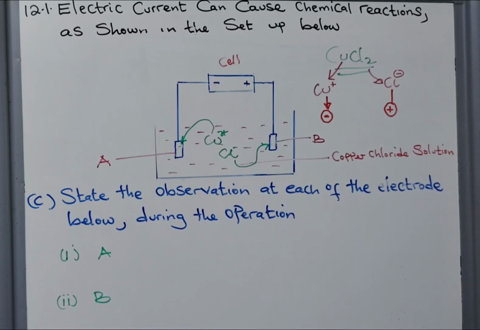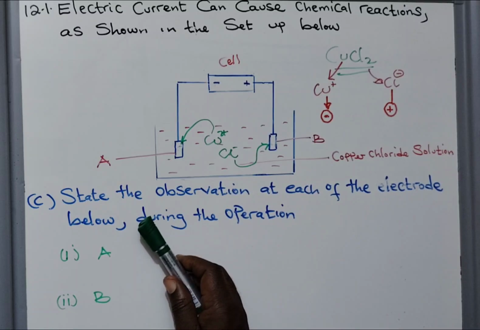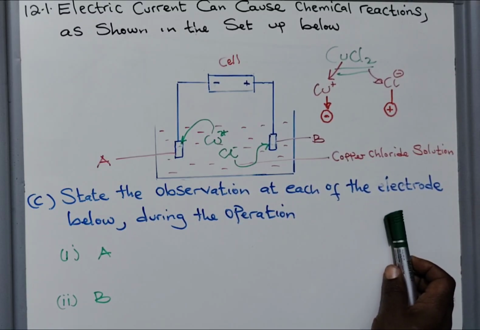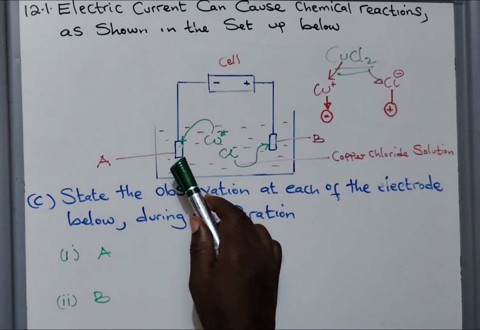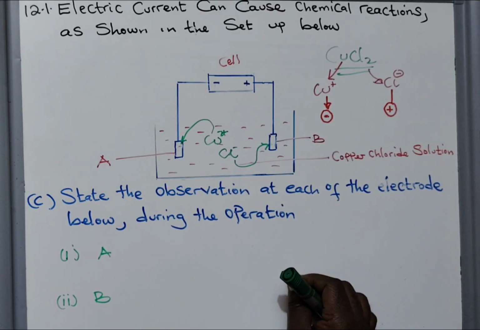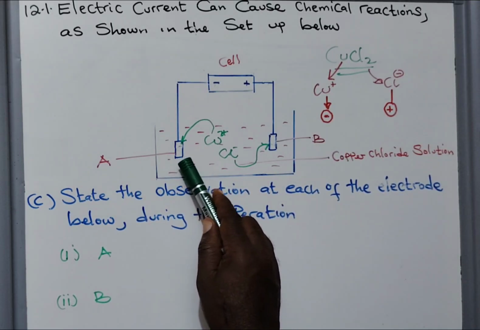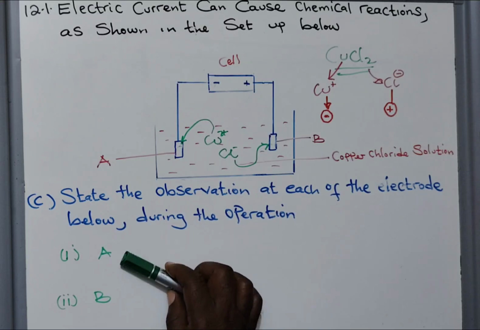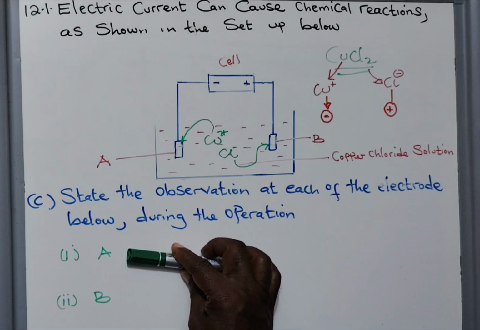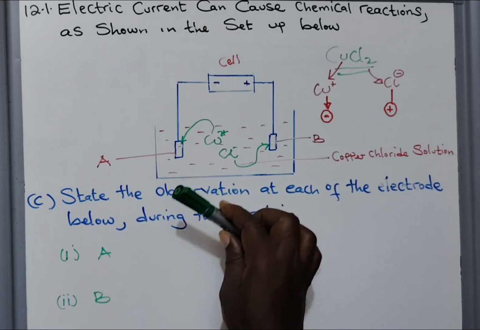Then we come to this one. It says, state the observation at each of the electrodes below during operation. The electrodes are A and B. What do you observe at A? Copper forms. And what is the color of copper? Copper is brownish. So what are you going to say? Brown solid forms on A.